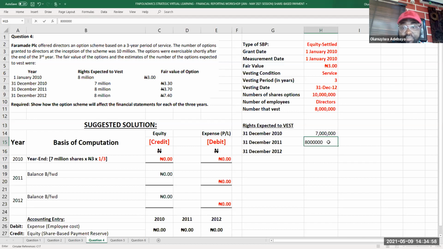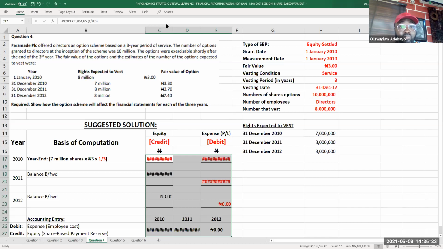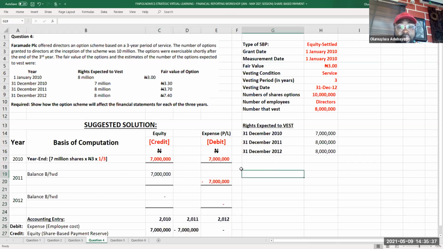8 million, and 8 million. Now I'll come here. My product is the number, which is 7 million, multiplied by the fair value as at the grant date, which is 3. I have no reason to remeasure the fair value. Multiplied by 1/3, because this is the first year in question. This is my answer in year 1. Thereby, I debit my expense 7 million, and my equity 7 million.